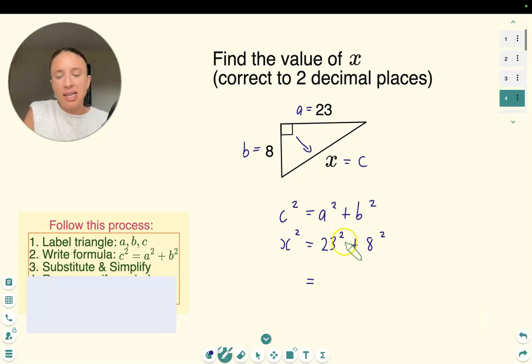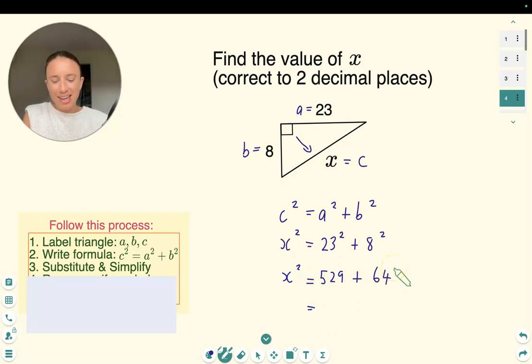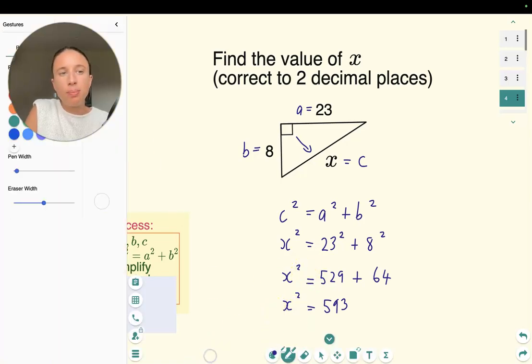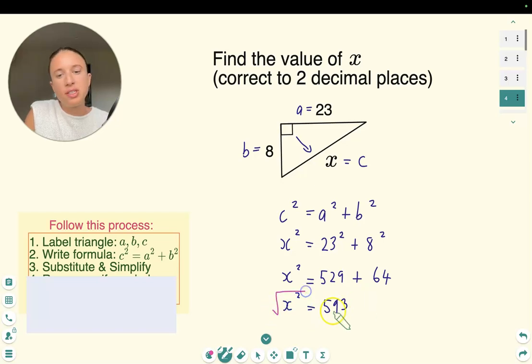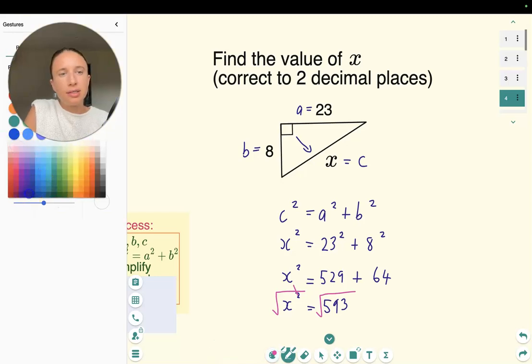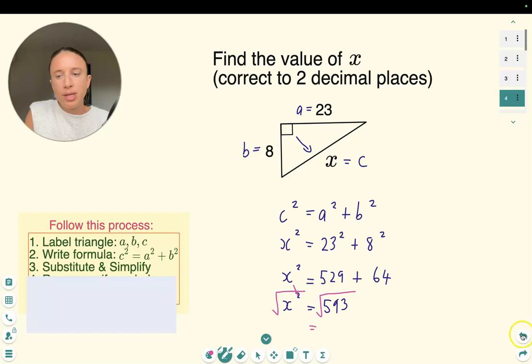BIDMAS says indices before addition, so do those indices first. 23 squared is 529 plus 8 squared, which is 64. So let's simplify that. 529 plus 64 is 593. But that's x squared. How can we get x on its own if it's being squared? We're going to square root both sides, because the opposite of square is square root.